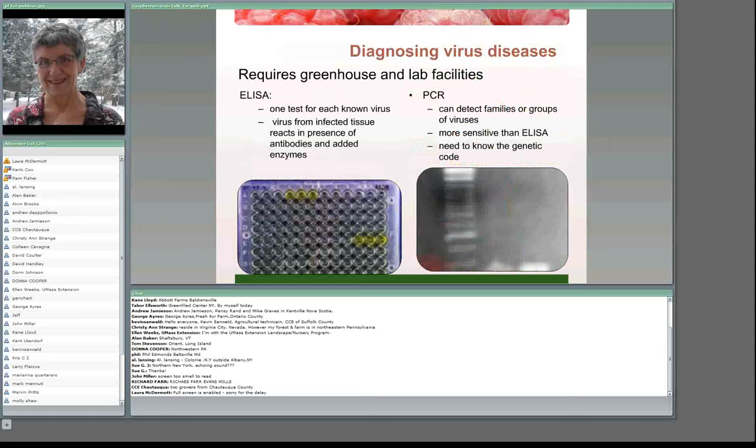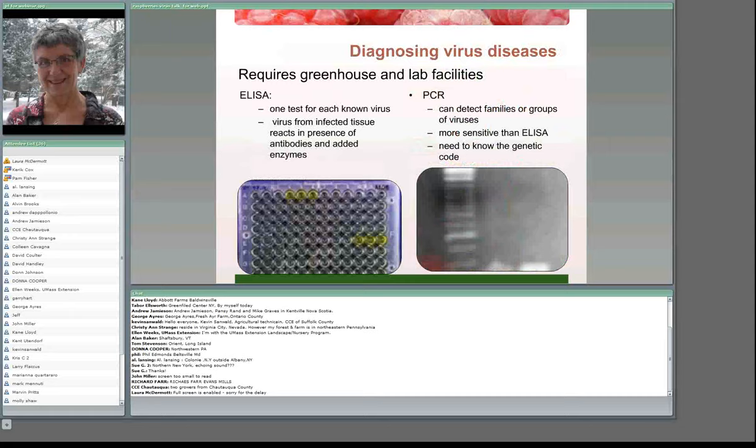And what happens is, to put it very simply, and probably not quite accurately, the virus from infected tissue reacts in the presence of antibodies and added enzymes, which are put in these little ELISA plates on your left.